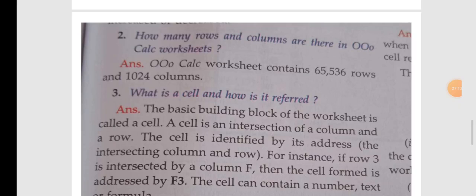The basic building block of the worksheet is called a cell. Basically, a cell is nothing but the intersection between the rows and the columns. A cell is identified by its address. For instance, if row 3 is intersected by column F, then the cell formed is addressed as F3.